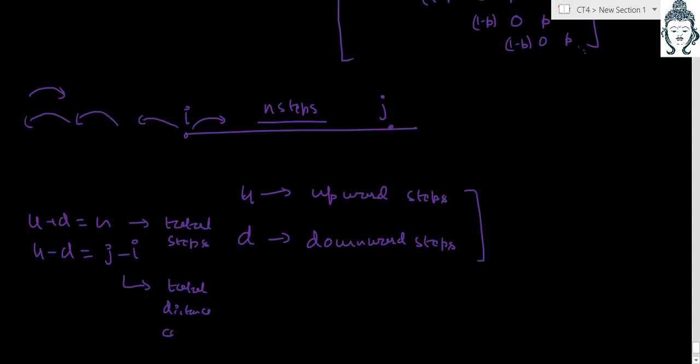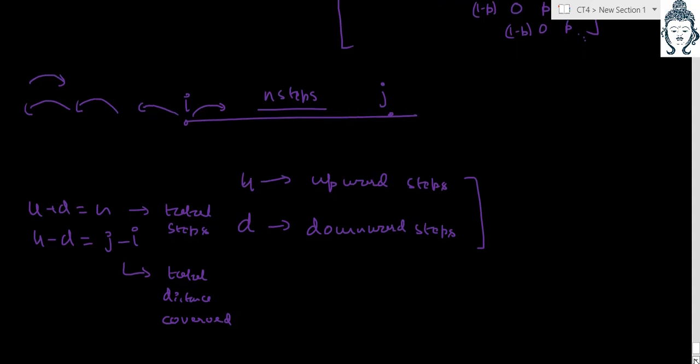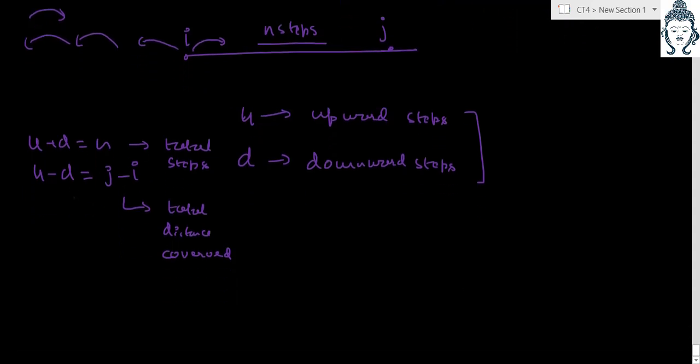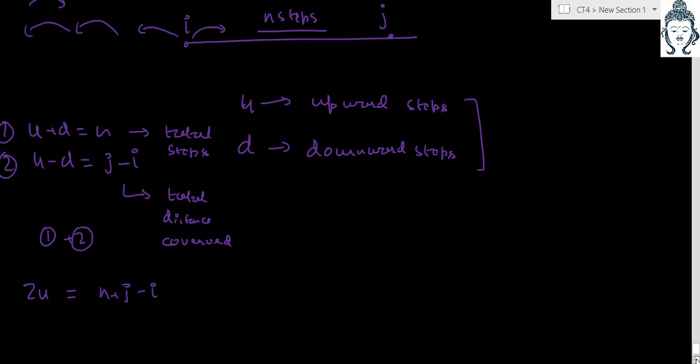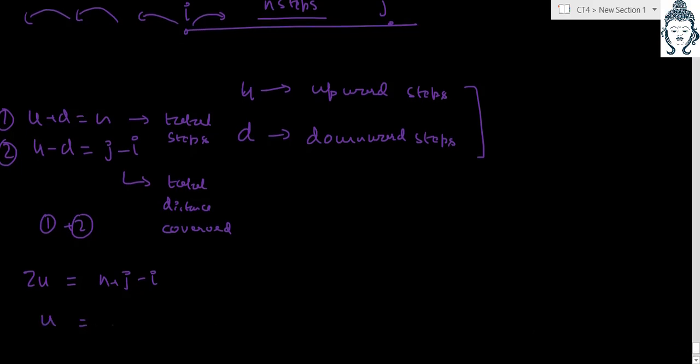So this can help me to do something. These are two equations in two variables, u and d, and they can help me calculate the values of u and d in terms of n, I and j. So let's try to do that. If I try to solve these two equations, this is equation number 1, this is 2. If you add these two equations, it becomes 2u is equal to n plus j minus I. Now u will thus be equal to (n plus j minus I) by 2.